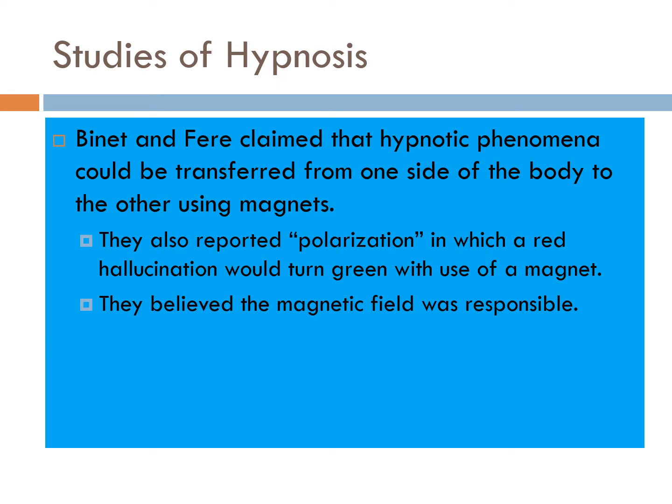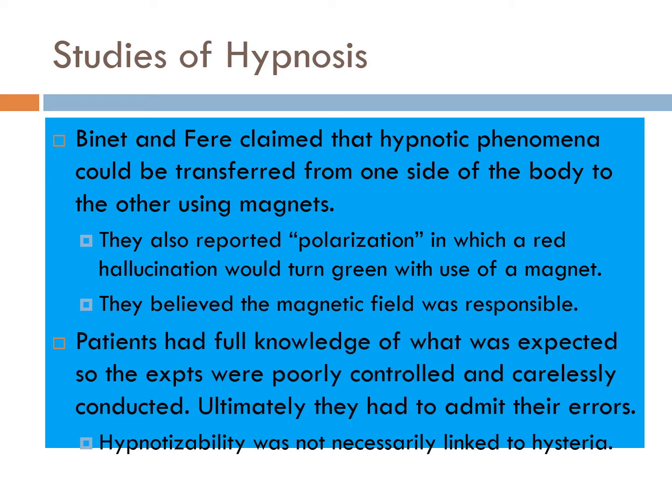So Binet and another student of Charcot, a guy named Féré, claimed that hypnotic phenomena could be transferred from one side of the body to the other using magnets, right? They also reported polarization in which a red hallucination would turn green with the use of a magnet. They believed the magnetic field was responsible for this, right? So patients had full knowledge of what was expected, so the expectations were poorly controlled and carelessly conducted. Ultimately, they had to admit their errors, right? That hypnotizability was not necessarily linked to this fictitious disease called hysteria.